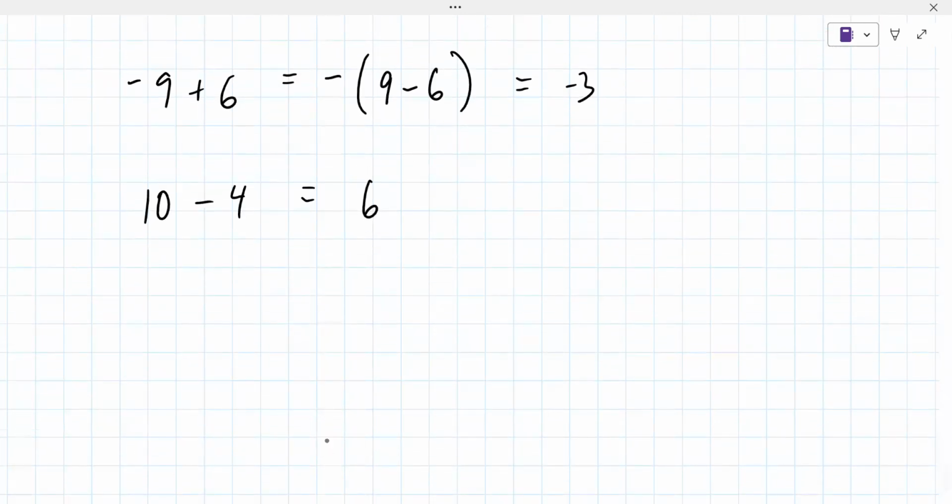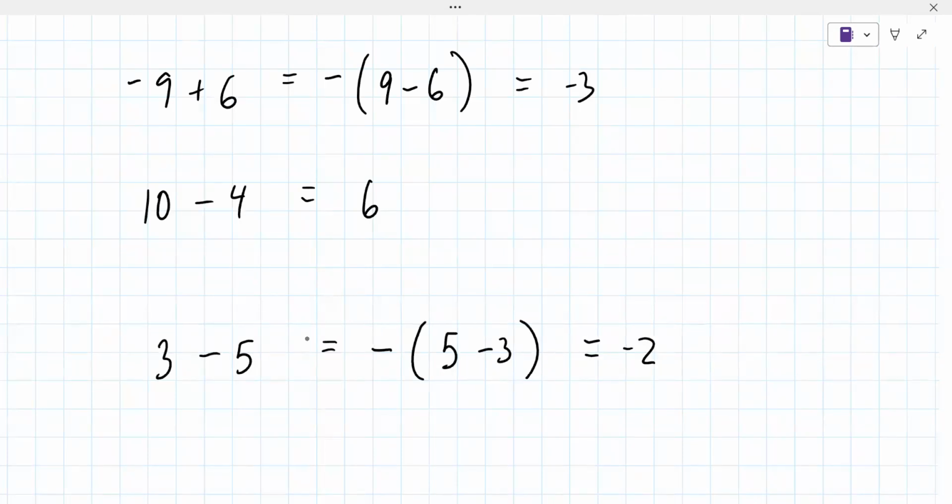But what about 3 minus 5? Which is further from 0, 3 or -5? -5. So we know the answer is negative, and you take the larger and subtract the smaller. So this becomes -2.